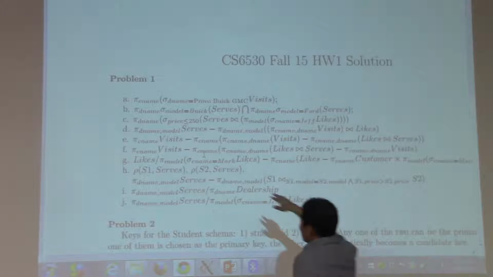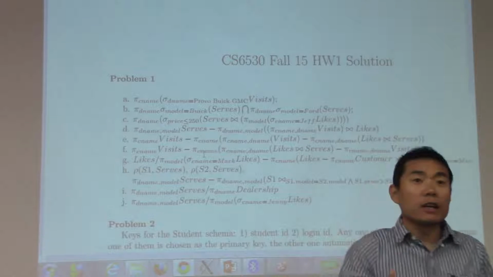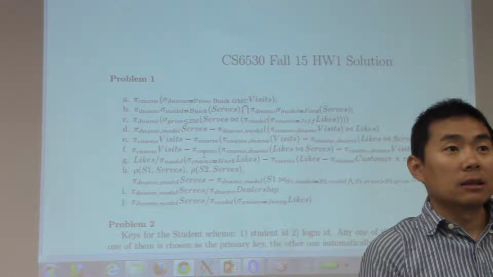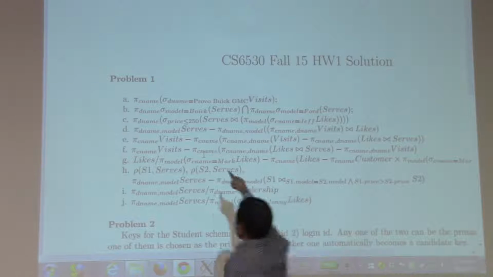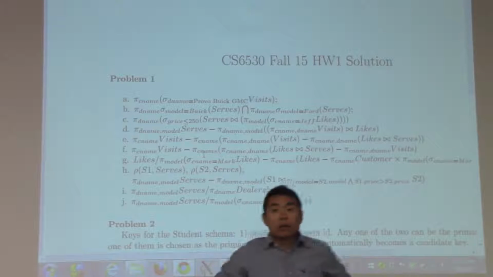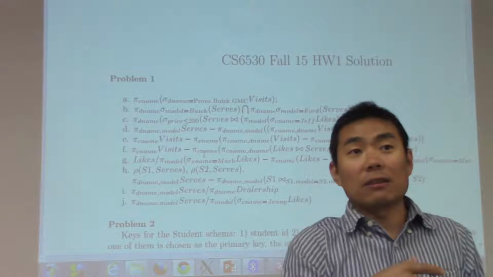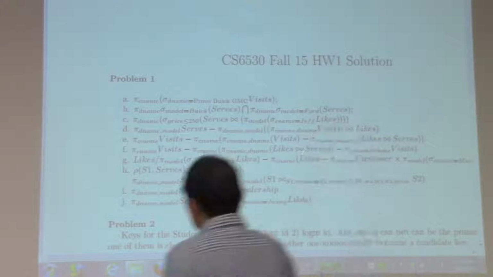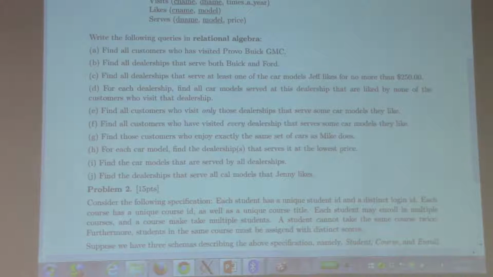Then if I take the combination of dealer name and model from the serves table minus away the dealers and models that I just got, what do I get? I get the models served by the dealer liked by none of the customers who have visited the dealership, which is what the question had asked for. Okay? So that's D. Look at the next one. If you have any questions, stop me anytime. We can discuss this further.